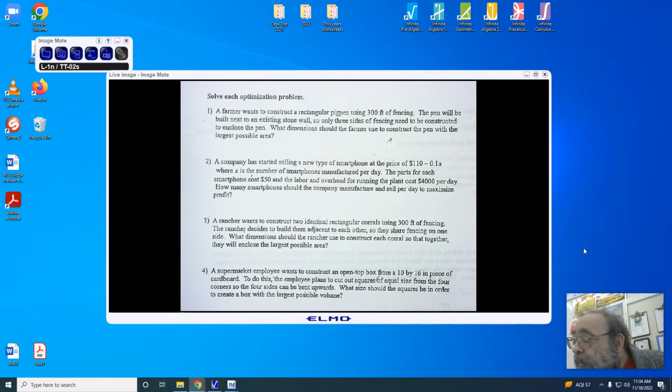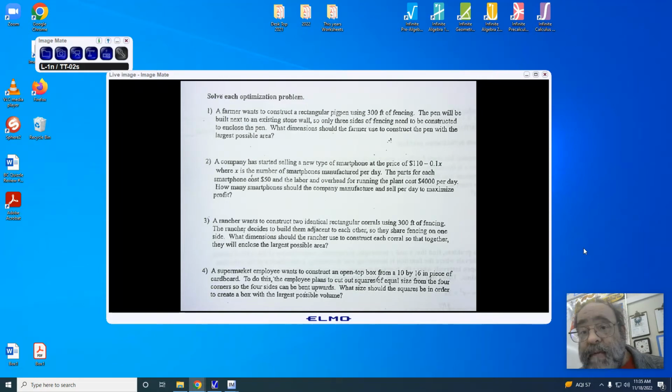4, a supermarket employee wants to construct an open top box from a 10 by 16 piece of cardboard. To do this, the employee plans to cut out squares of equal size from the 4 corners so the 4 sides can be bent upward. What size should the squares be in order to create a box with the largest possible volume?